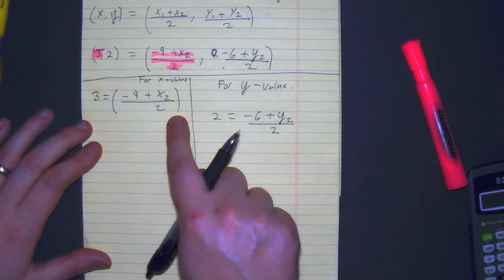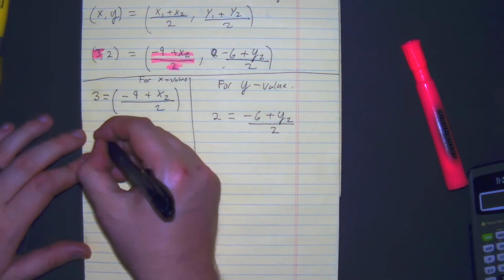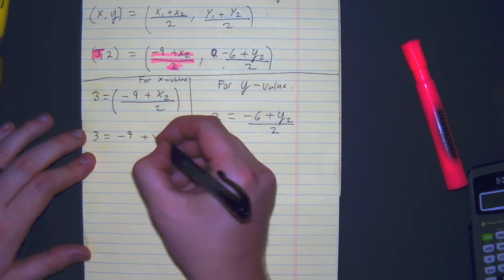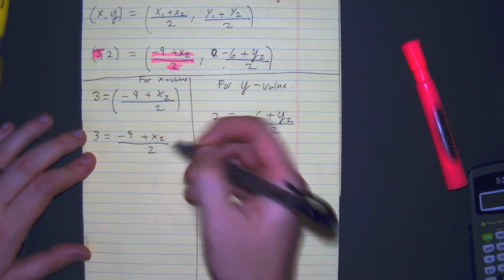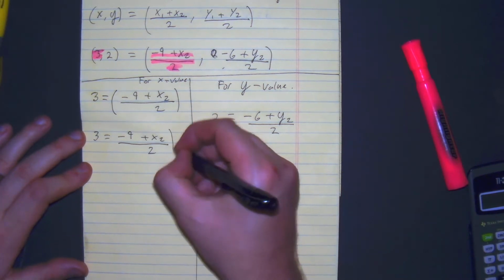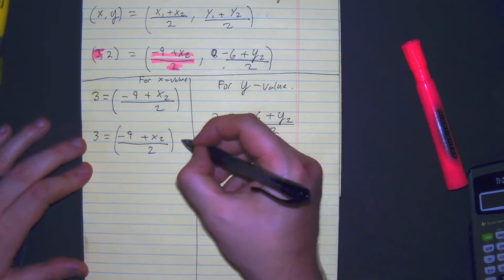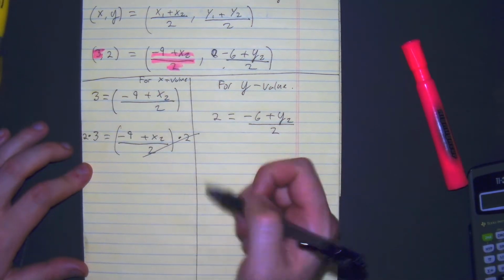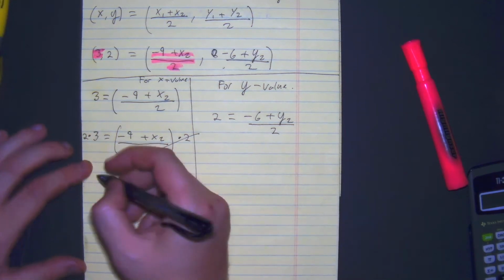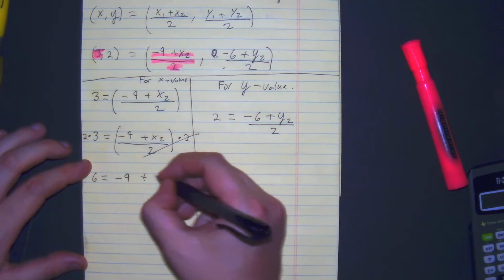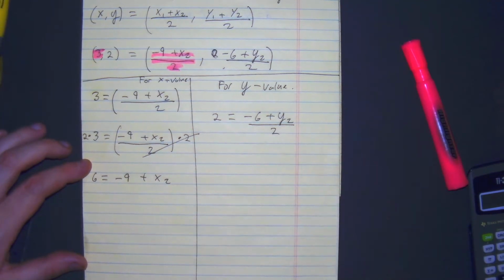We don't really need these parentheses, so I'm just going to remove them. Actually, we could use the parentheses; I was just jumping ahead. 3 is equal to negative 9 plus x2 divided by 2. The way to get rid of this denominator is by multiplying both sides by 2. These cancel, and you get 2 times 3, so 6 is equal to negative 9 plus x sub 2.